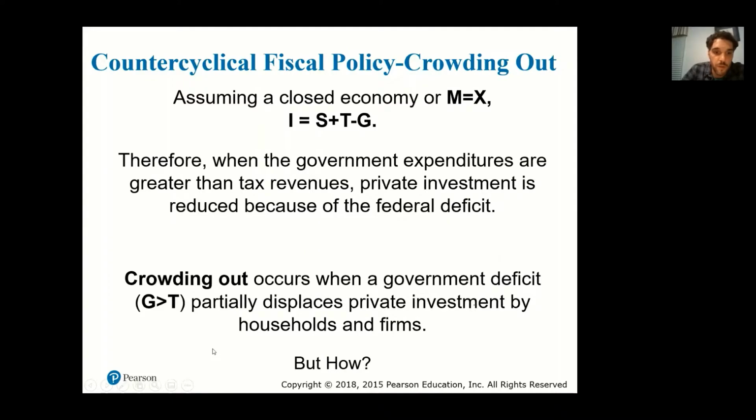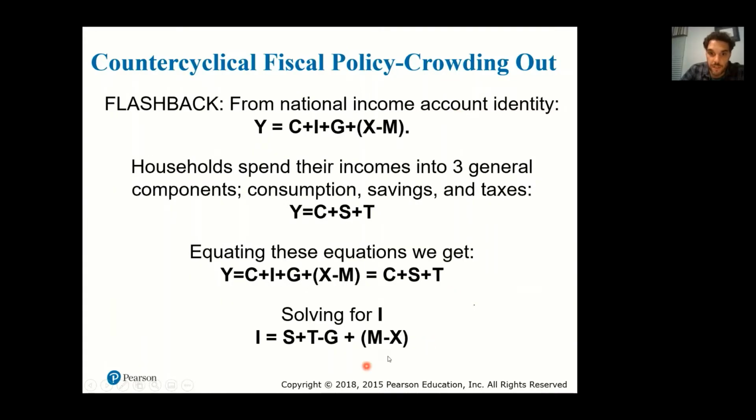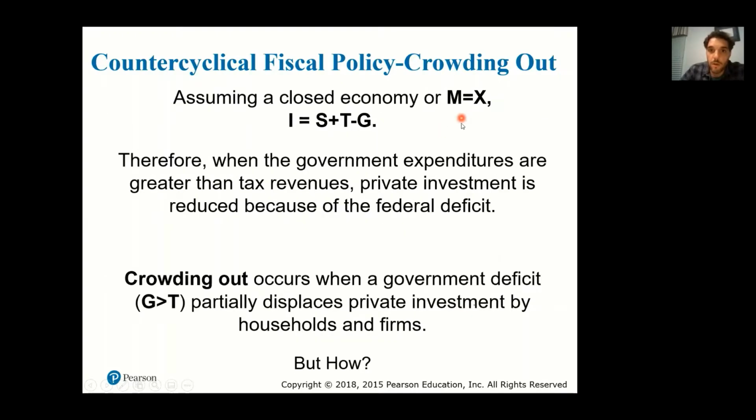is we assume that it's a closed economy, or imports are exactly equal to exports. Either way, we're just trying to get rid of this last term here, just to make things a little bit more simple. So if we assume that it's a closed economy, meaning imports and exports are both equal to zero, then we're just left with this investment equation where the amount of investment we have in capital is equal to savings plus this federal government either deficit or surplus.